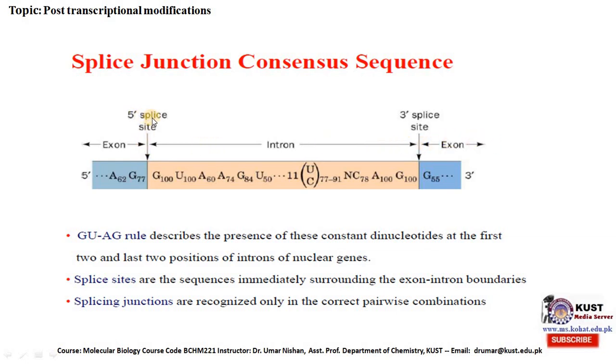Now this is called the 5' splice site, and this is called the 3' splice site. The GU-AG rule describes the presence of these constant dinucleotides at the first two and last two positions of introns of nuclear genes, GU and AG. So splice sites are the sequences immediately surrounding the exon-intron boundaries. Splicing junctions are recognized only in the correct pairwise combinations.